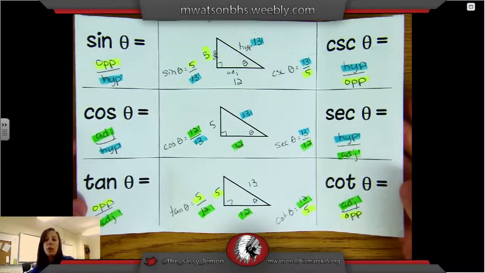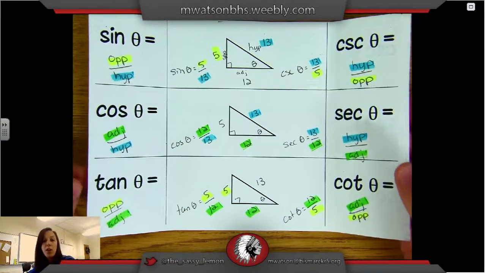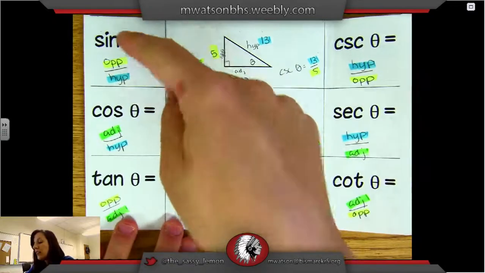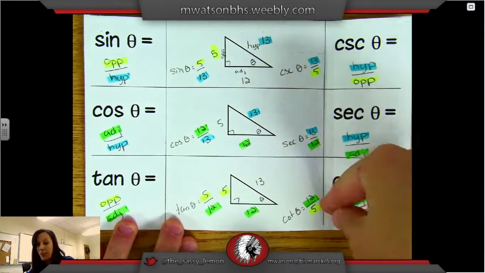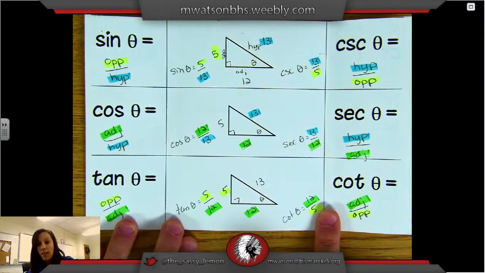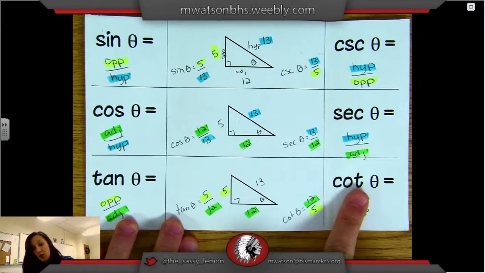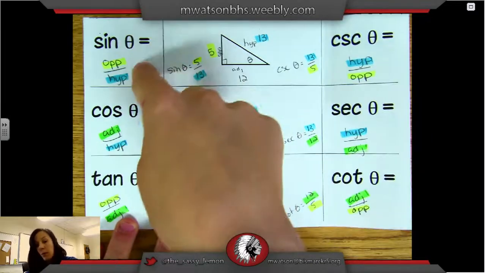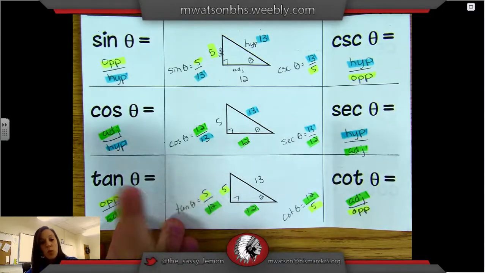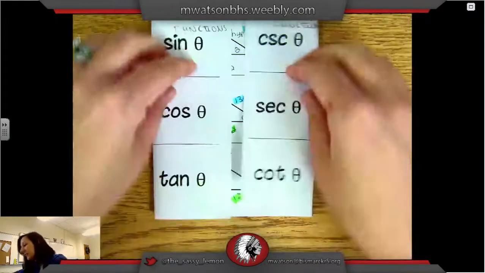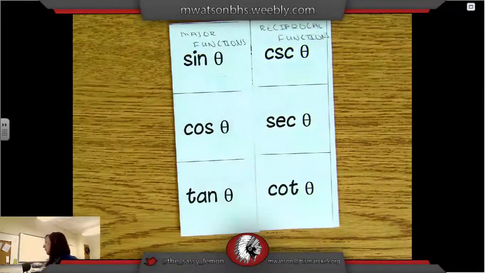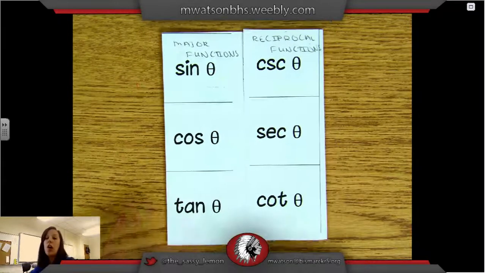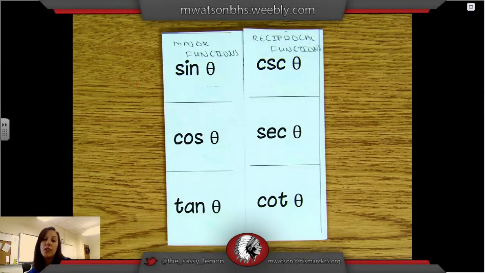So you may be wondering, I'm expected to remember all this? Well, really, if you just remember these three, then these three will come naturally as you gain more practice, as long as you realize they're just reciprocals. So how can we remember these three? Well, I have a little acronym that has been passed down to me from Mr. Kreitz, and it is called SOHCAHTOA.